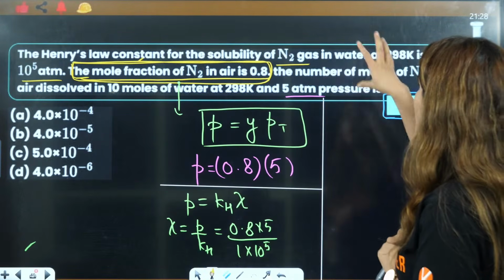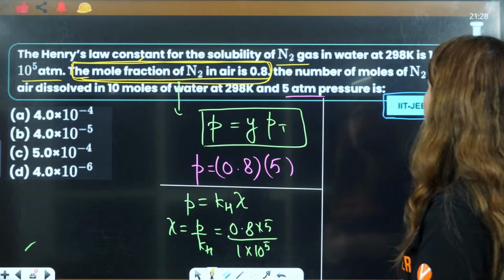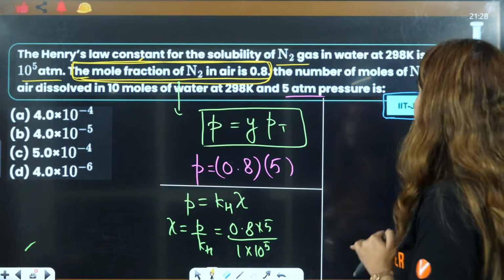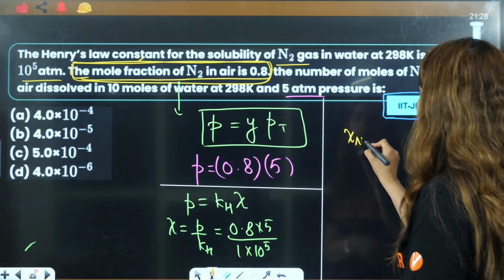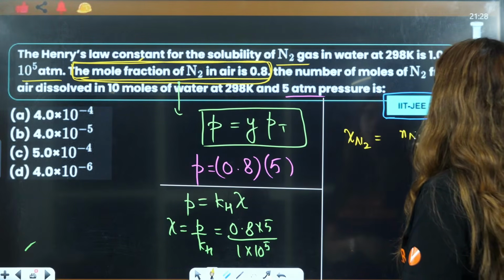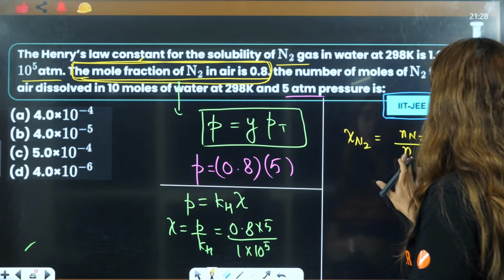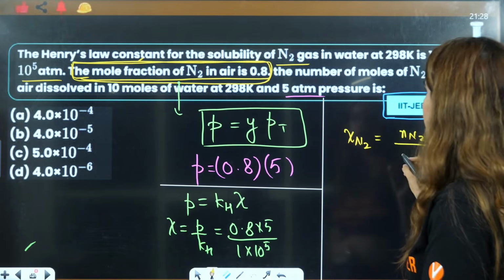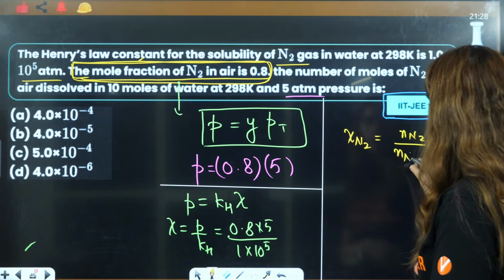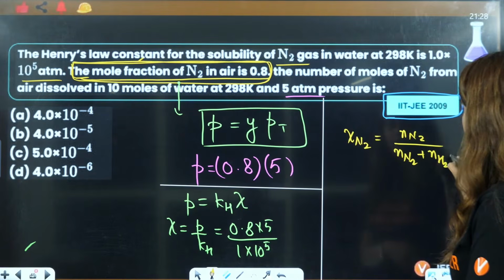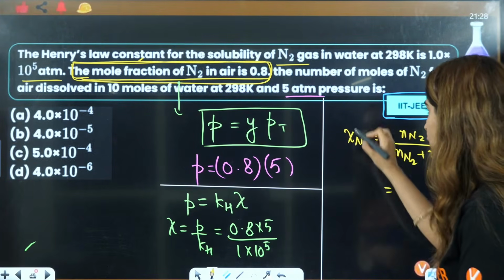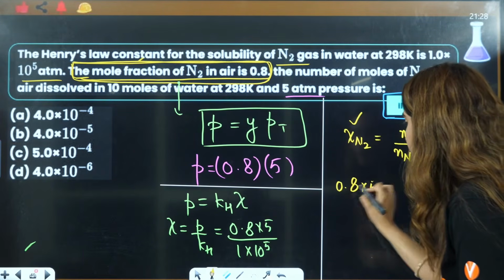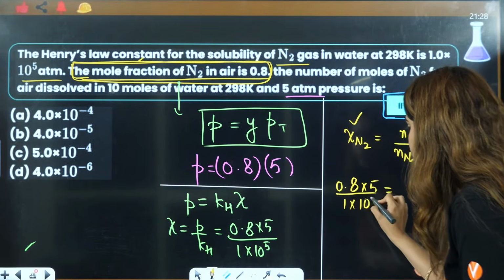Now they are asking you the number of moles of N2 from air dissolved in 10 moles of water. The mole fraction of N2 is the number of moles of N2 divided by total moles. The number of moles of N2 we have no idea about, so you have to calculate it. It is the number of moles of N2 plus the number of moles of water. Now you have calculated the mole fraction from here, that is 0.8 into 5 divided by 1 into 10 raised to the power 5.